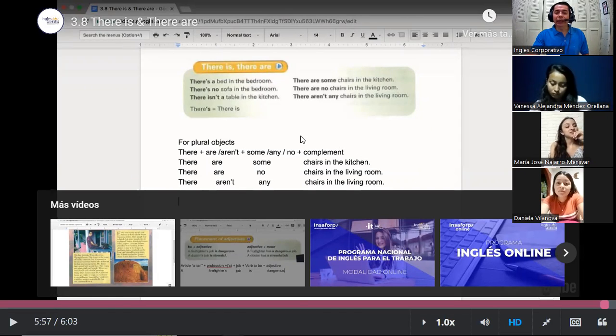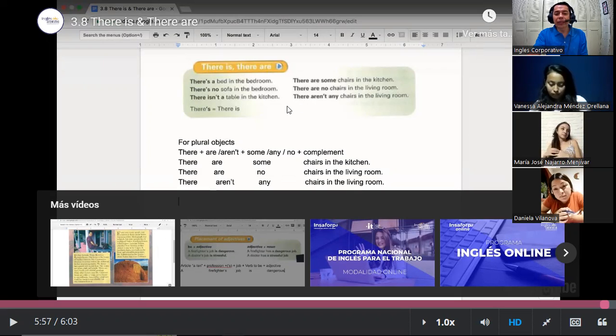Good. And then, we can make affirmative or negative sentences. For example, we can say, there is no sofa, or there isn't a table. So, it's the same. Es la misma estructura. Es decir, si usted quiere decir there is no, pues, dígalo. Pero si quieren decir there isn't, no, es lo mismo. Okay, the same happened here. Look, there are no, okay, and there aren't. So, no problem.